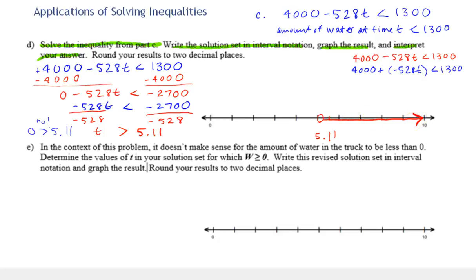Now that we have our graph, let's write our interval notation. Let's call it int naught for short.